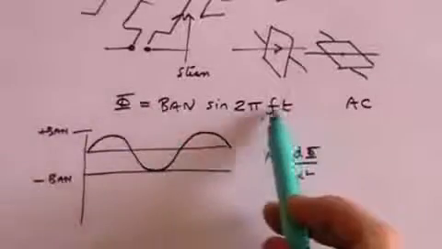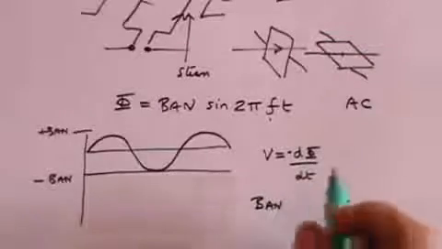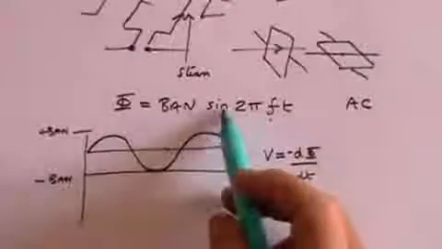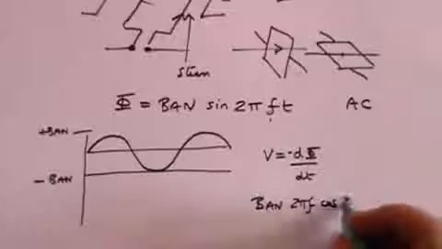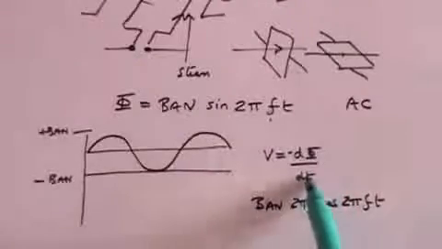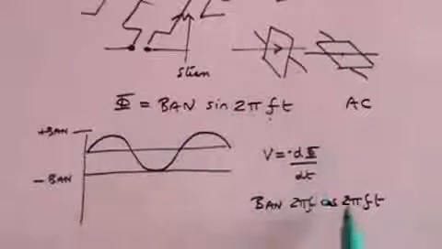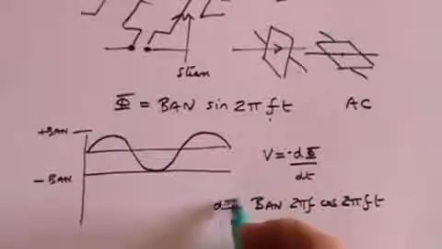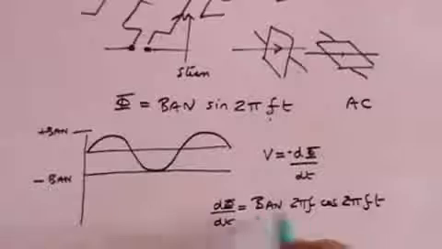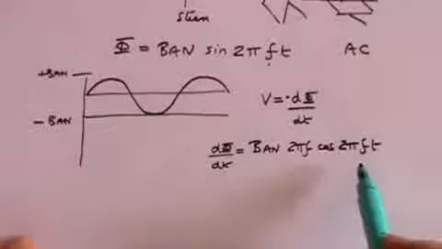And if you take the derivative of that term, you get BAN, and then you have to take the 2 pi f outside, and now the sine changes to a cosine, 2 pi ft. So d phi by dt is BAN, bring the 2 pi f on the outside, change the sine to cosine. And in fact, the voltage then is minus that term. And that's a cosine term.